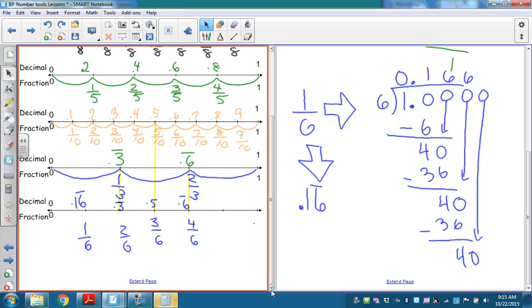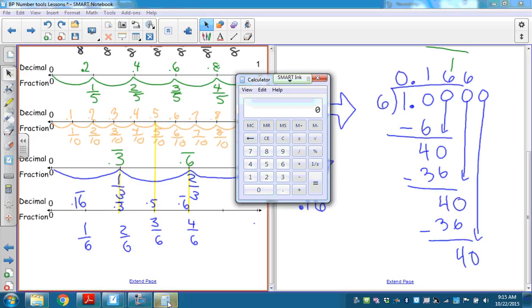Who has 5/6? Who thinks? What do you think, Mia? Maybe 0.7. What do you think, Noah? What do you think, Alicia? 0.8. Dylan? 0.9. None of you guys are very far away. What's a pattern? Close. 0.833.